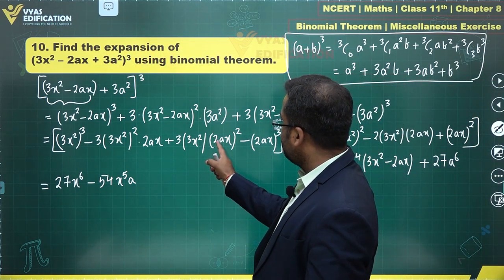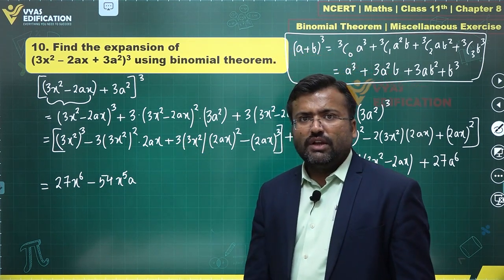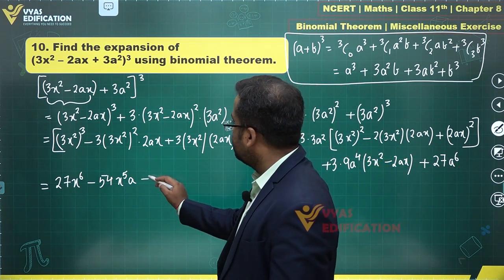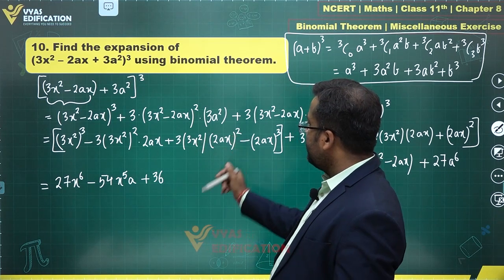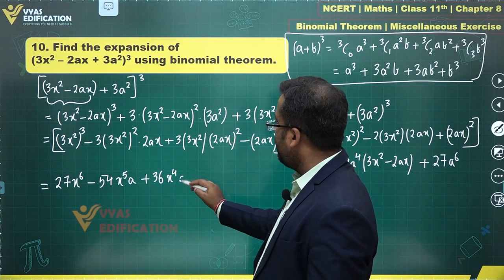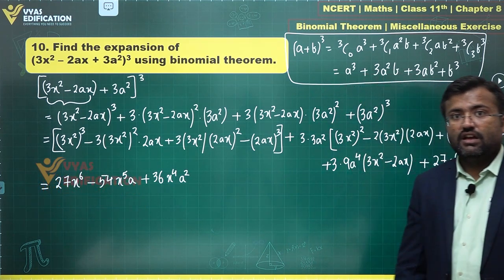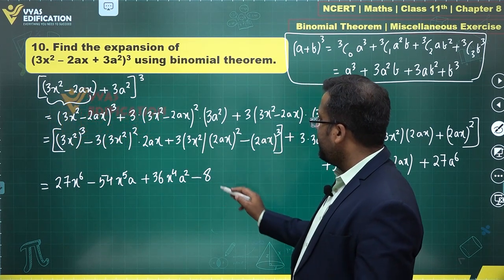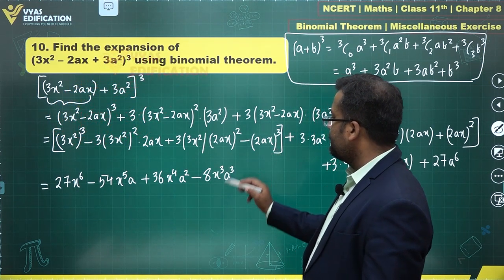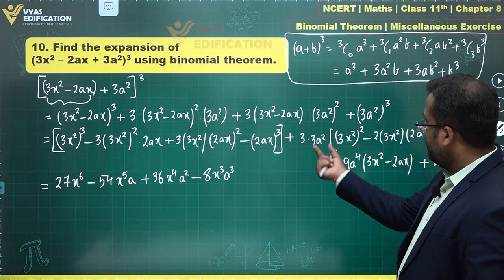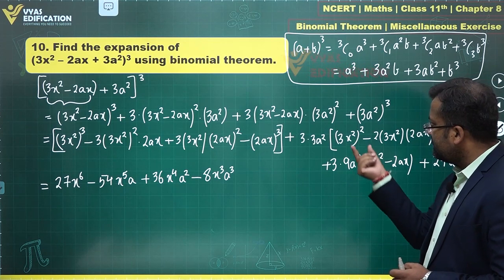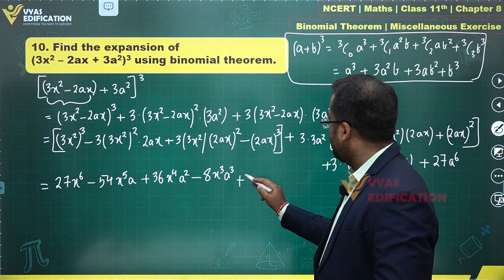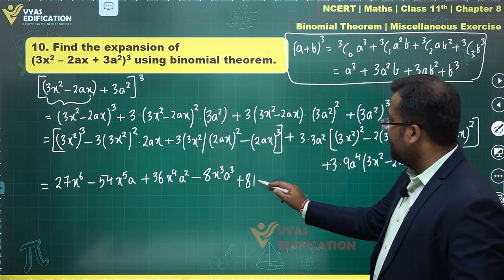What is this? This is 2 square, 4. 4 times 3 times 3. 4 times 9 is actually 36, right? 36 times, there's an x square, there's an x square, this becomes x power 4, then there's a square. This is what you get. What next? This is minus 2 power 3, which is 8, then there's a power 3 and x power 3. x power 3, a power 3 is what I'll get over here. Next, this term is 9a square. Let's multiply with this. What is this term over here? This is 9x power 4. 9 times 9 is 81. There is an x power 4, there is an a square.